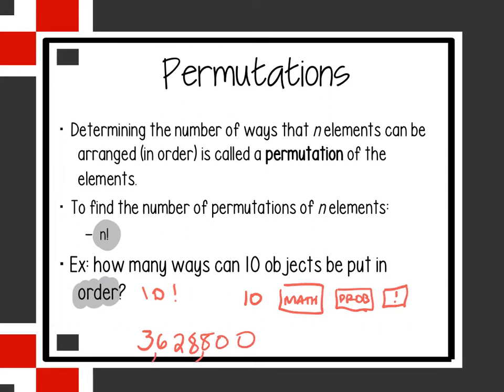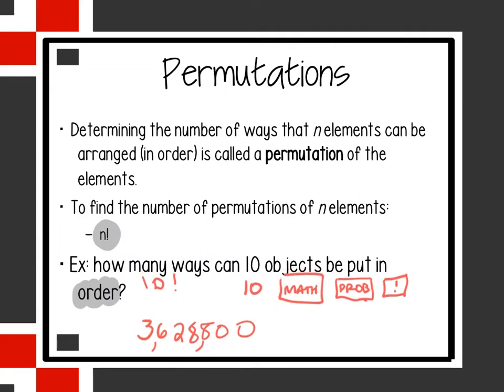3,628,800. So 3,628,800 different ways to put just 10 items in order. That's a lot. That is a lot.